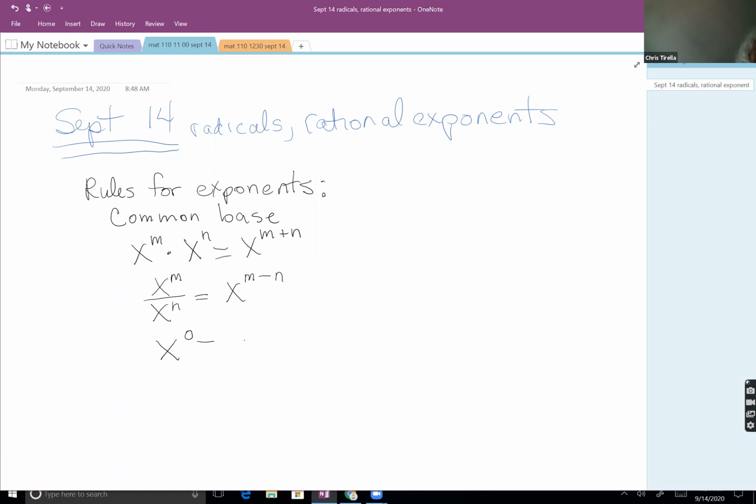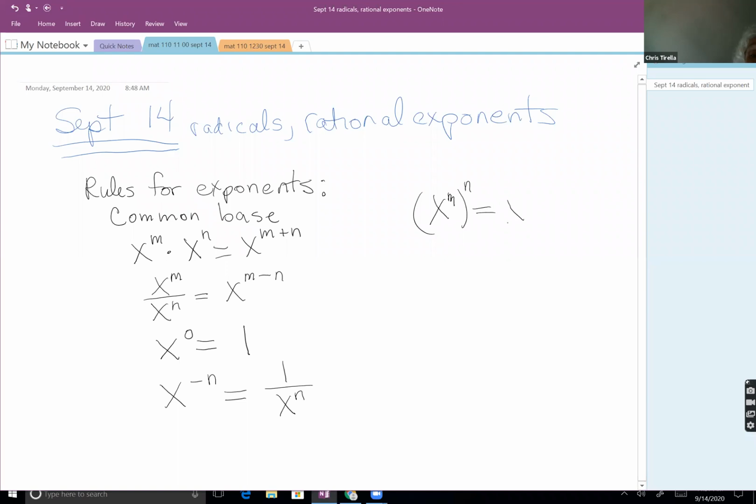Subtracting exponents can give us an exponent of 0, which gives us 1. Subtracting exponents can give us a negative exponent, which means take the reciprocal. If I have something raised to a power and I raise it to another power, that's when I multiply those exponents.